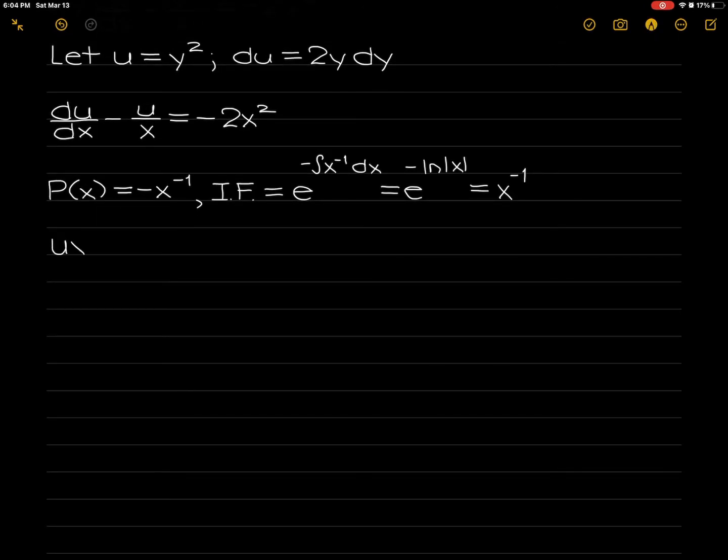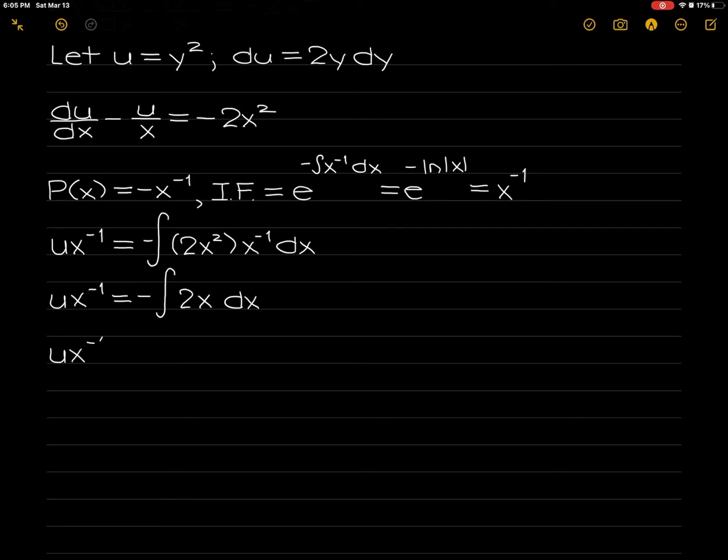We will place the product of the integrating factor and the dependent variable u on the left-hand side of the equation, and on the right-hand side of the equation, we will take the integral of the product of the integrating factor and the function of x alone. We can take the negative symbol outside of the integral, and we will have the integral of 2x dx. U times x raised to the negative 1 will now be equal to negative x squared plus c.